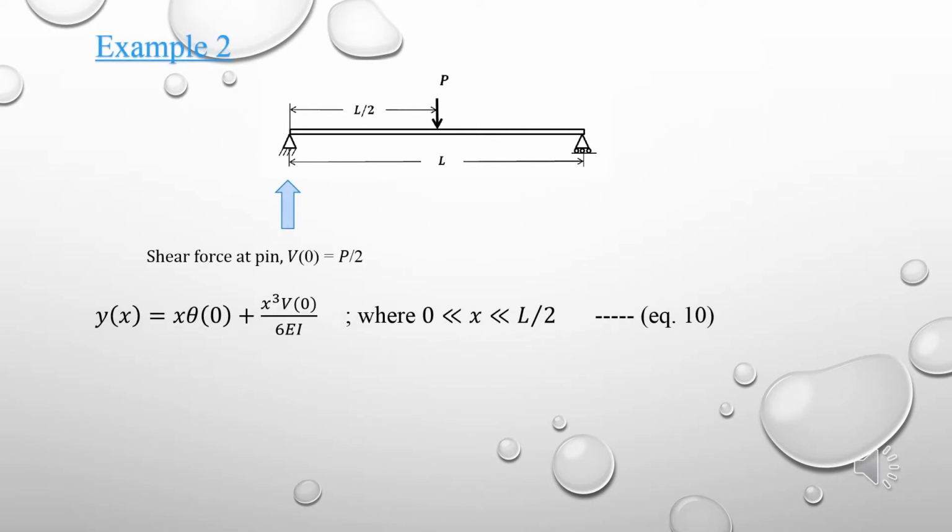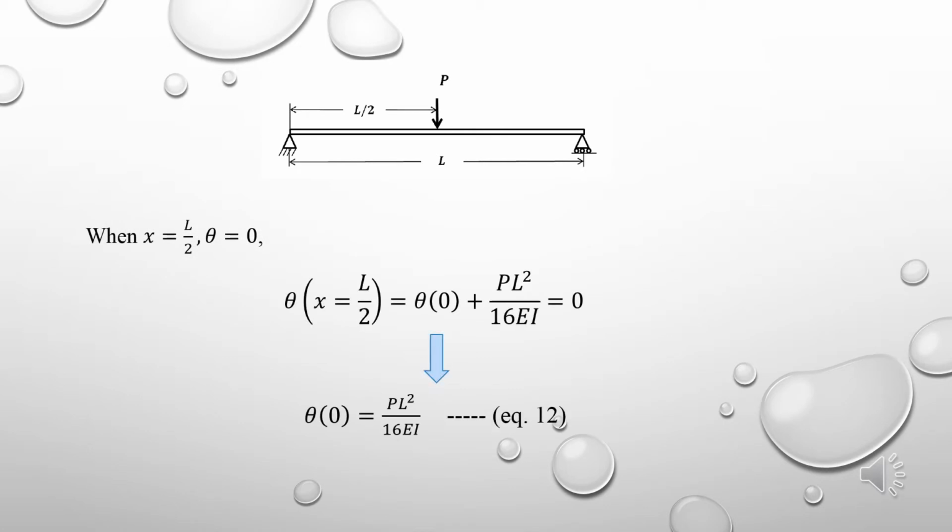Here comes example 2, after the derivation of the equation using example 1, in which a uniform load is applied on a beam. Example 2 shows a point load being applied at the center of the beam. By using the equilibrium equation, we can calculate that the shear force at the pin is equal to force P divided by 2. By differentiating equation 10 with respect to x, the rotation of the beam can be determined as in equation 11.